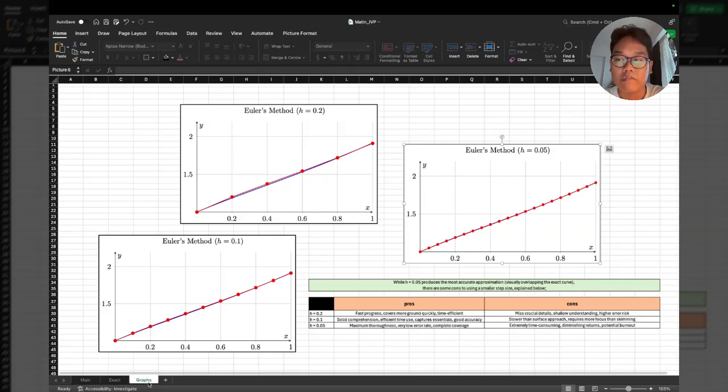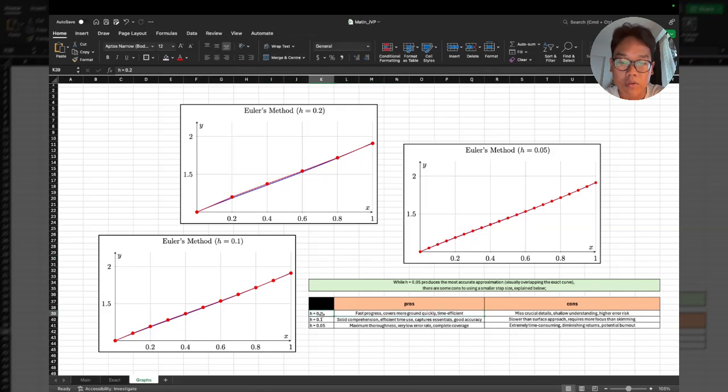Now, these are plotted graphs using data taken from the previous table. Comparing the approximate and exact value, you can see that when h is a smaller step size, you get an approximate value that is closer to the exact value. However, there are some cons to using a smaller step size.